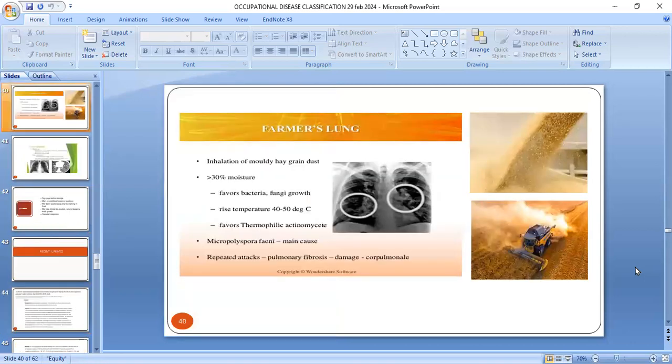Now coming towards the farmer's lung. It is caused by inhalation of moldy hay grain dust. This is the dust that originated from the grains. When the moisture content is greater than 30%, it favors bacteria and fungi growth, and a rise in temperature to 40 to 50 degrees centigrade favors the thermophilic actinomycete. Micropolyspora faeni is the main cause. Repeated attacks can cause pulmonary fibrosis and damage can cause cor pulmonale.